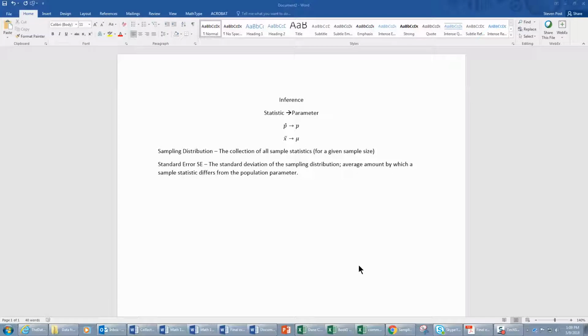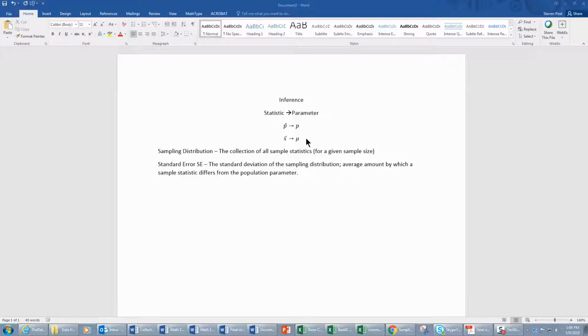Chapter 3 of our text starts us on inference. Inference is all about using a statistic from a sample to learn about a population parameter. So from a sample proportion, we want to learn about a population proportion. Or we want to take a mean of some quantitative data, and from the sample mean, x bar, we want to learn about the population mean, mu.